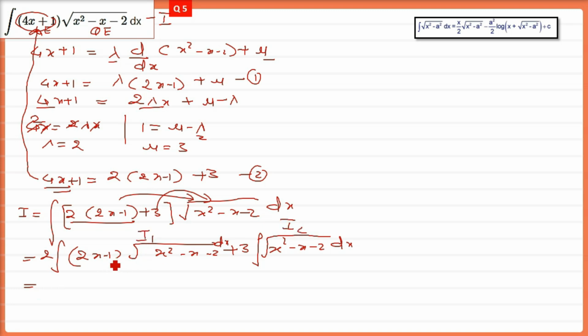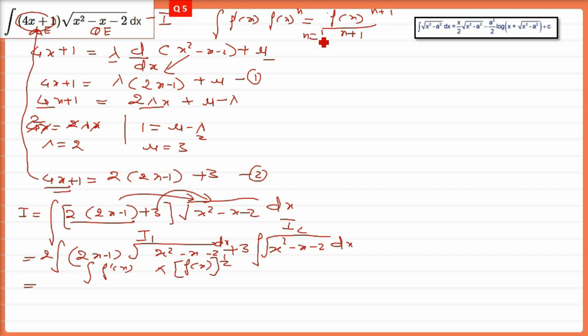I1 is direct. If we call x square minus x minus 2 as f of x, then 2x minus 1 will be equal to f dash x. So it's simply the differentiation of f of x. If you take the power of f of x, which is half in this case, then the direct result of integration of f dash x times f of x raised to a certain power n will be f of x to the power n plus 1 divided by n plus 1. And n is half here. f of x is x square minus x minus 2 in our case. I am only talking about I1 right now.